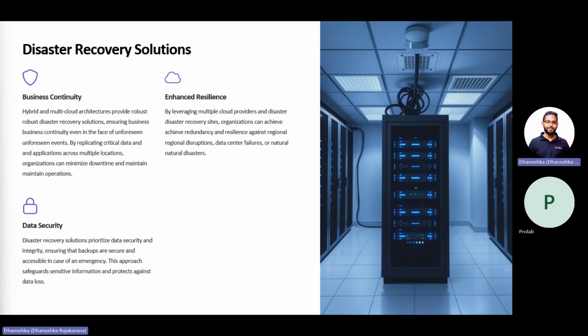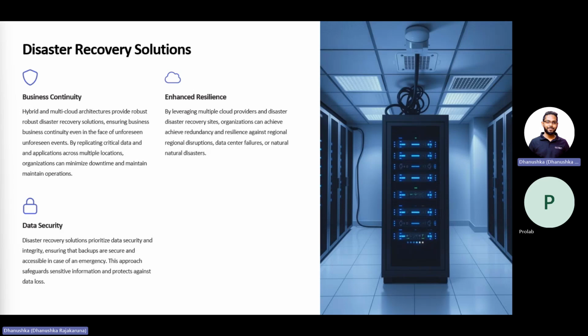So DRaaS is outsourced disaster recovery hosted by a third party, best for organizations without in-house expertise or infrastructure. Providers include Zerto, Datto, Carbonite, and Azure DRaaS.